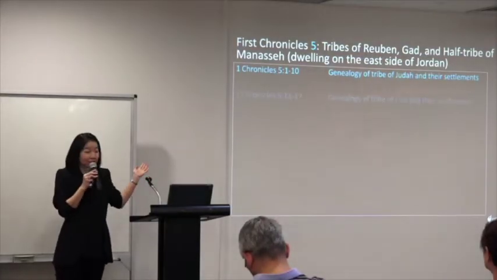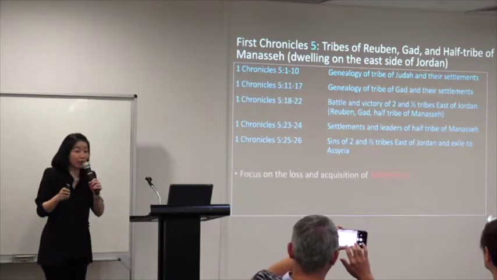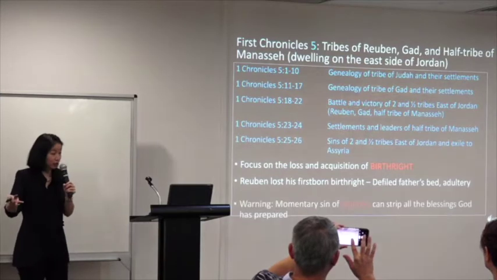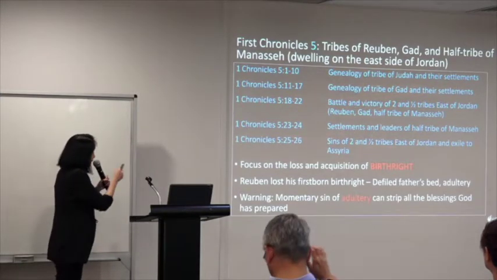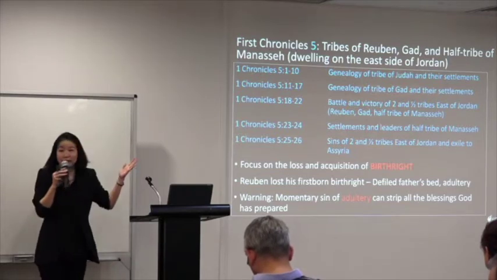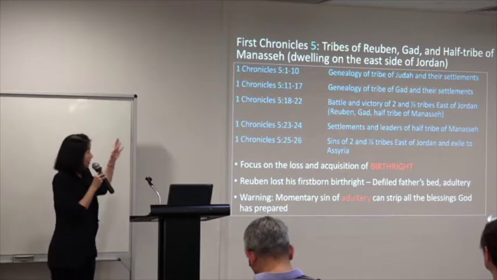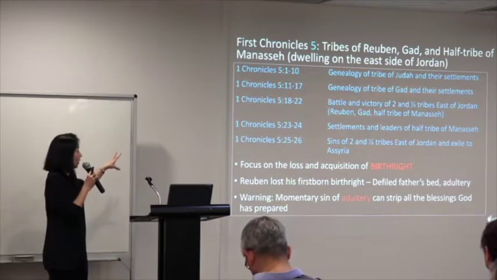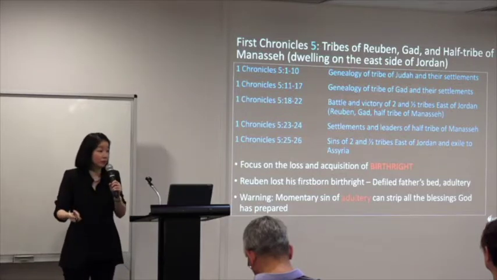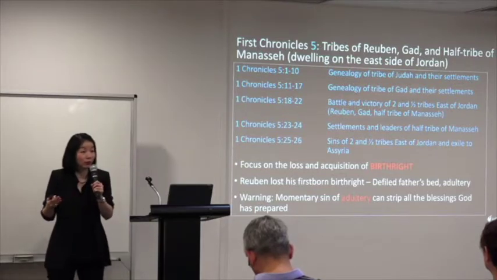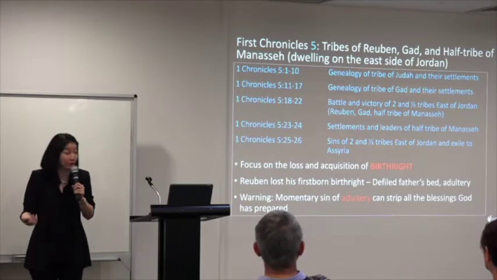1 Chronicles 5. It goes on to Reuben, Gad, and the half-tribe of Manasseh, dwelling on the east side of the Jordan. They wanted their land first. The entire section here, I think the biggest name that you recognize is Reuben, the firstborn, who lost his birthright. This chapter focuses on the loss of the birthright. Reuben lost his firstborn position. Jesus was not born through Reuben's tribe. He was born through Judah's, right?